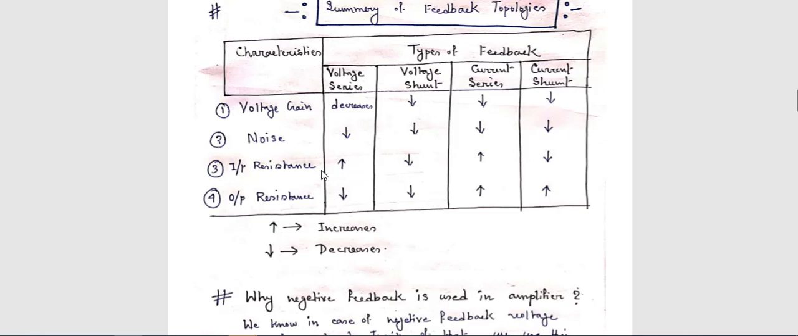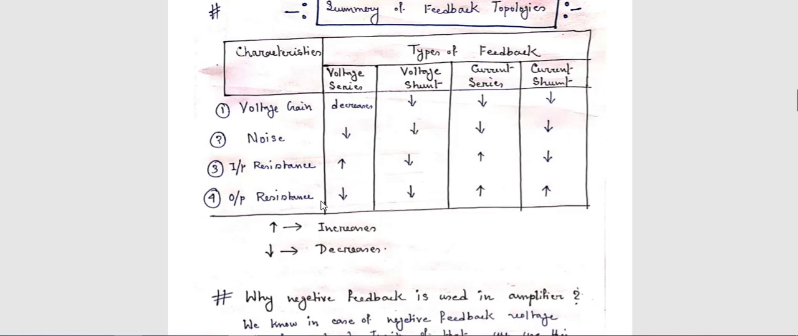Now input resistance. In case of input resistance, if you use voltage series topology, your value will be increasing, and if you use current series, your value will be increasing, and the rest, that means voltage shunt and current shunt, your value will be decreased. That means in case of voltage series you have high input resistance. Also in case of current series, you have high input resistance, but in case of voltage shunt and current shunt, you have low input resistance.